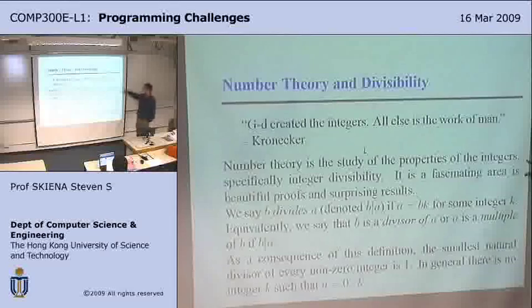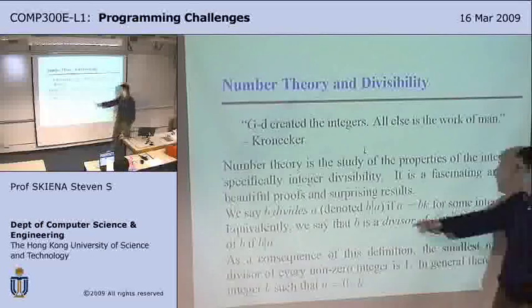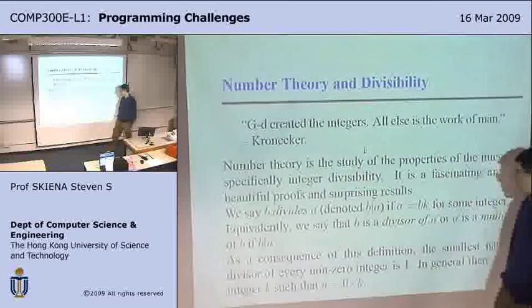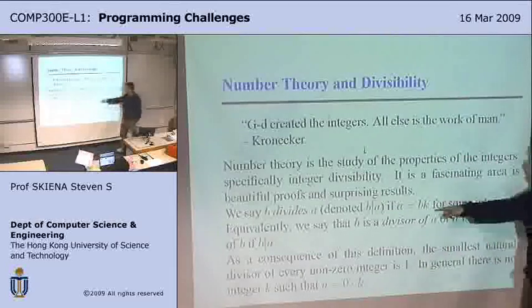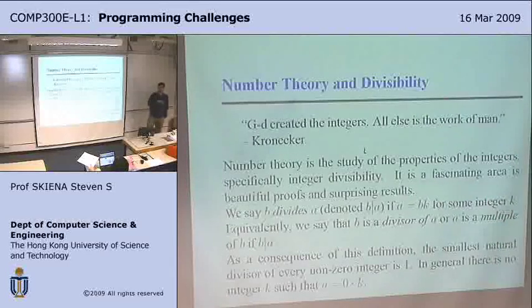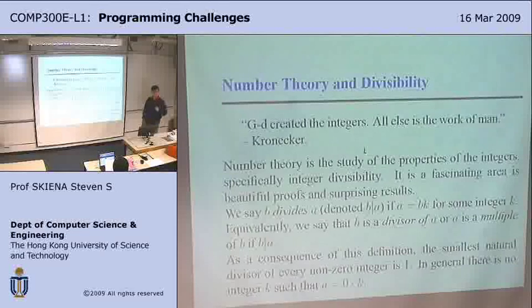So number theory studies the properties of integers, and more specifically, the problem of divisibility. And we use a notation for it: B divides A if A is a multiple of B. Part of what we're going to do today when we talk about things like congruences is to recognize what the notation is, because the notation provides a way to think about integers in a convenient manner.